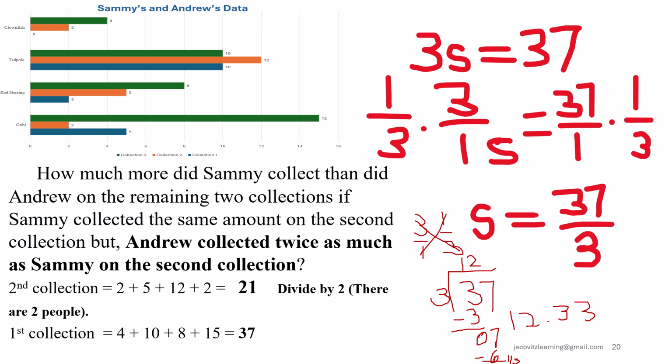So twice as much is 24. So 12.33 times 2, and I'm going to add 2 zeros here so you can do this. Okay, and we're going to continue this on the next slide.